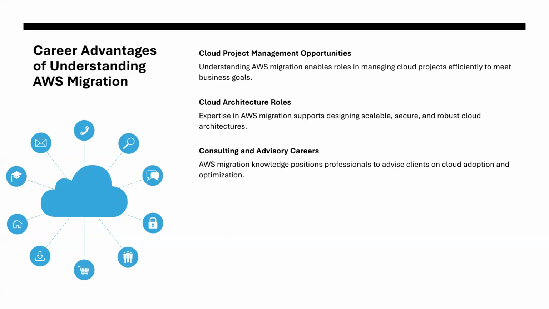So how can this learning help in their careers? Cloud migration project opportunities. You can get opportunities in your existing organization where you have migration projects that are running, or you can work on those projects to meet the business goals. And cloud architecture roles, you can get more expertise in AWS migration roles, where you can design scalable, secure, and robust cloud architectures. And also you can look into consulting and advisory careers, where you can provide an advisory role in cloud adoption and how you can optimize the cloud.